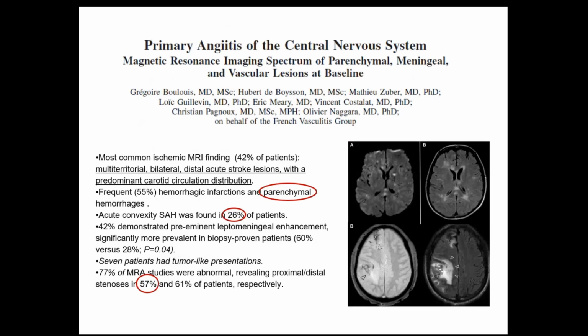There's an ongoing French study group called the French Vasculitis Group. Again, they're reporting a very higher frequency of brain hemorrhages, convexity subarachnoid hemorrhages in a quarter of their patients, and then the abnormal angiography in 57% in proximal arteries. That has not been my experience with primary angiitis of the CNS.